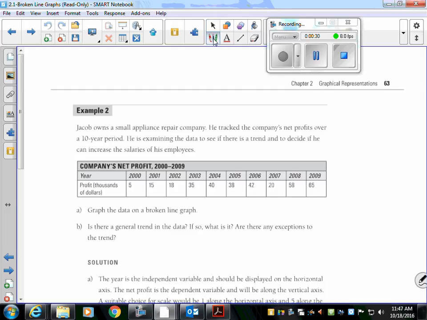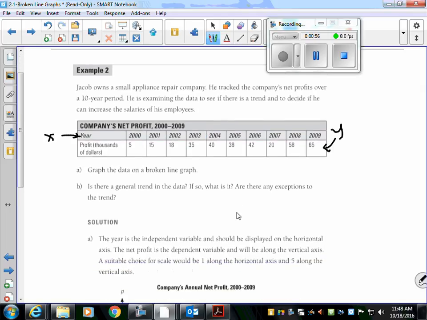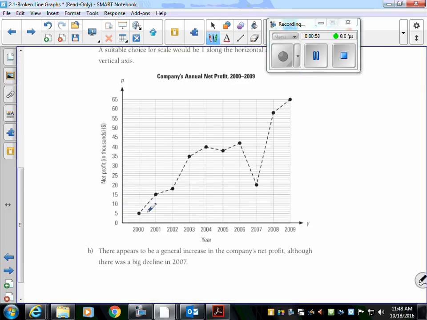So when I go to actually create my graphs, my y will be my profit in thousands of dollars, and my x will be my year. Remember we said that time a lot of times goes across the x-axis anyway. So here we have the company's net profit, so we'll do 2000, 2001, 2002, 2003. We'll write that all along the bottom, okay?